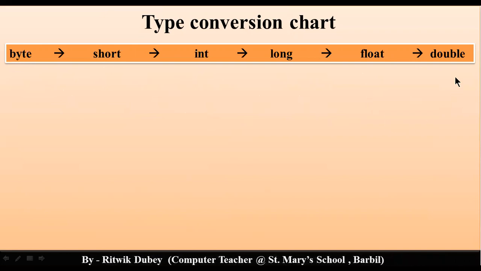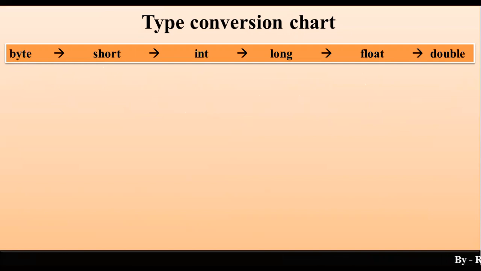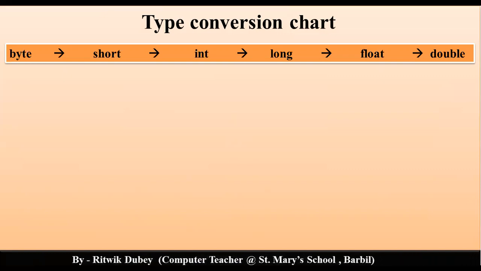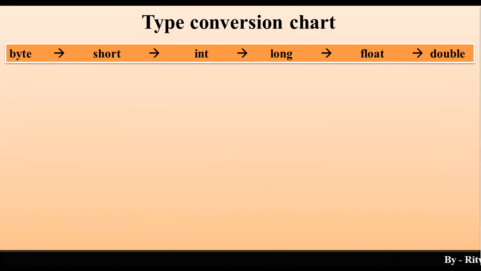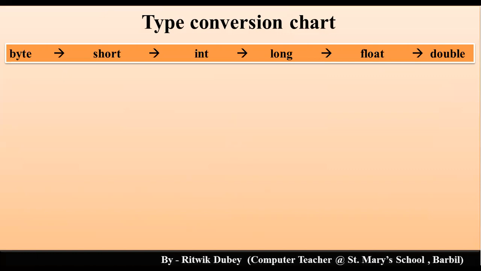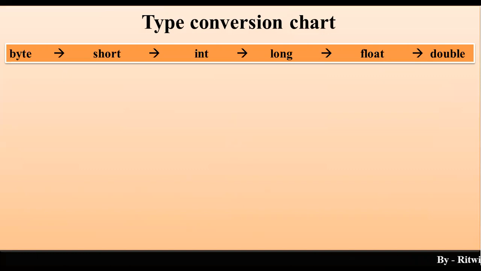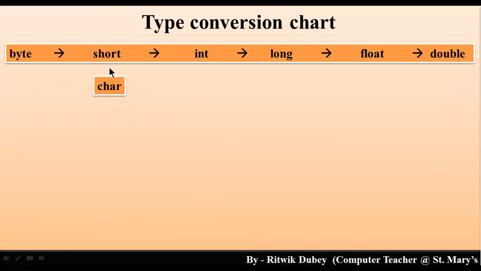Clear? Remembered? Okay, now close your eyes. Please close your eyes. Okay, in your mind create this picture. First of all, byte, byte के just बाद visualize करो short. अपने mind में आंख बंद करो सब लोग. Short के बाद int, int के बाद long, long के बाद float, float के बाद double. Clear? This chart is clear? Very good. Now see the direction. If, yes, one more is there, char.